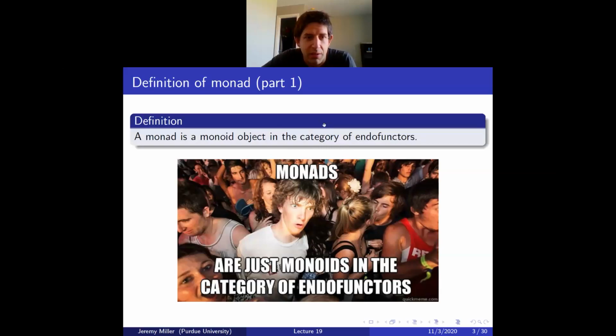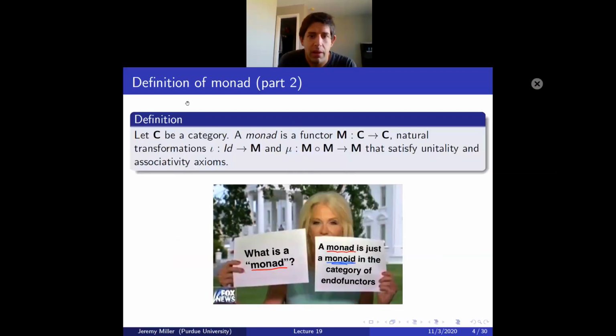Last time we were having technical difficulties with the talk. Yeah, so a monad is a monoid object in the category of endofunctors. So what does that actually mean? Let C be a category. A monad is a functor M from C to C. Endofunctors means functors from a category to itself.